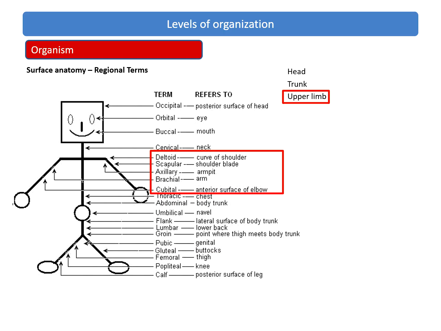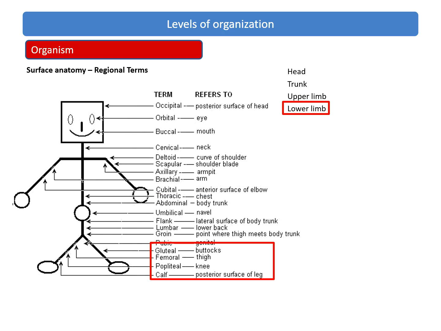The upper limb includes the deltoid, the curve of the shoulder, scapula, the shoulder blade, axillary, the armpit, brachial, the arm, and cubital, the anterior surface of the elbow. The lower limb includes the gluteal region, the buttocks, the femoral region, the thigh. Popliteal is the knee. Calf is the posterior surface of the leg.